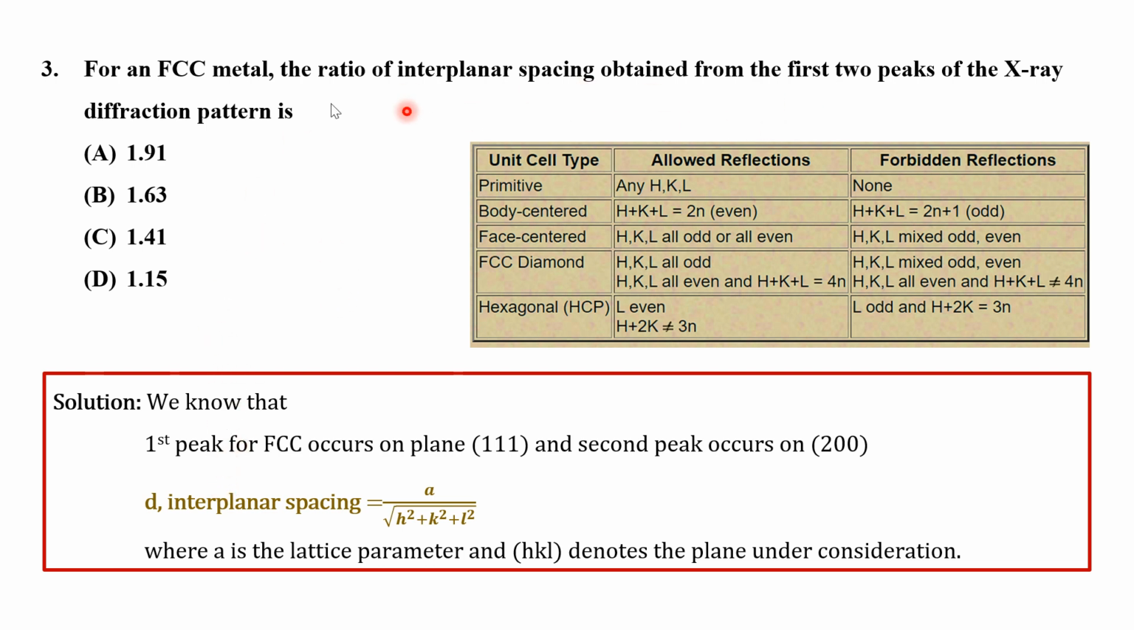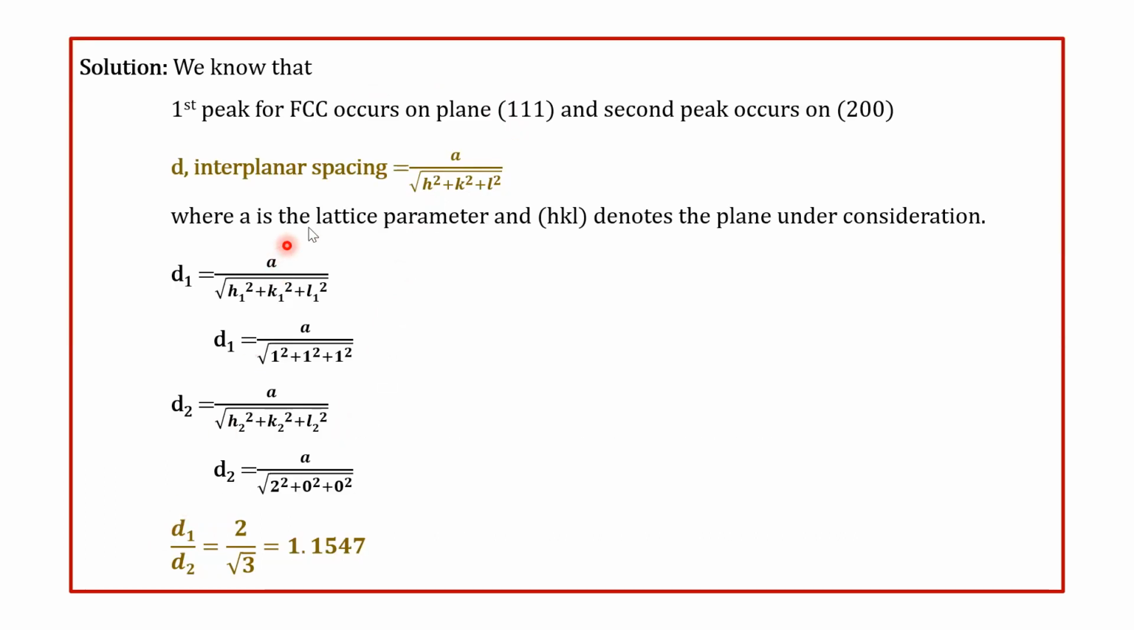Now we need to find the ratio of the interplanar spacing. That is, we need to calculate d1 and d2 for both planes. First is for the 1, 1, 1 plane: a by root of 1 square plus 1 square plus 1 square, that will be d1, and d2 will be a by root of 2 square plus 0 square plus 0 square. Upon taking d1 by d2, we will get 2 by root 3. That is a by root 3 divided by a by root of 4. That will be 2 itself. Therefore, on transposing, it will become 2 by root 3.